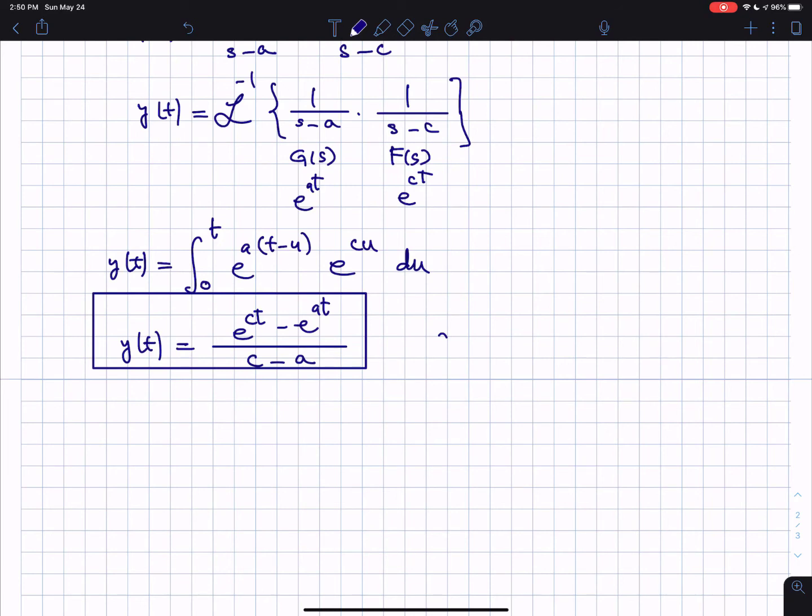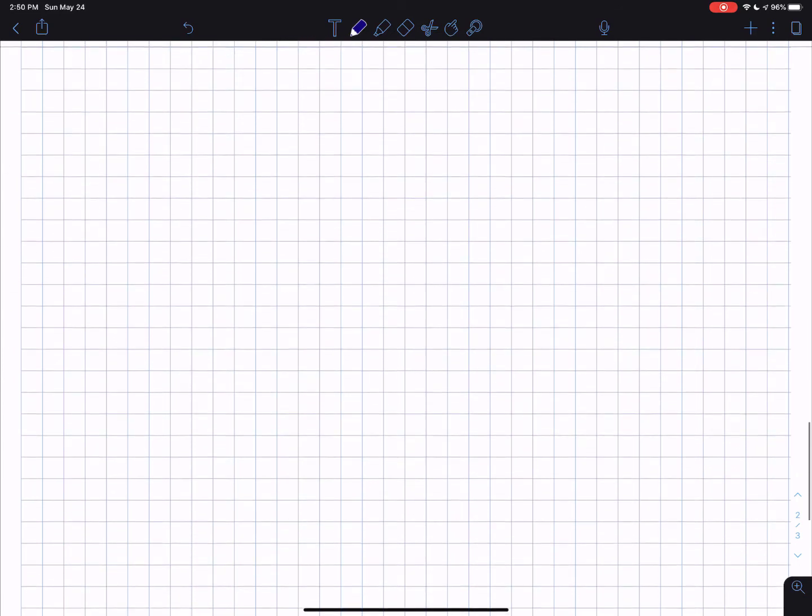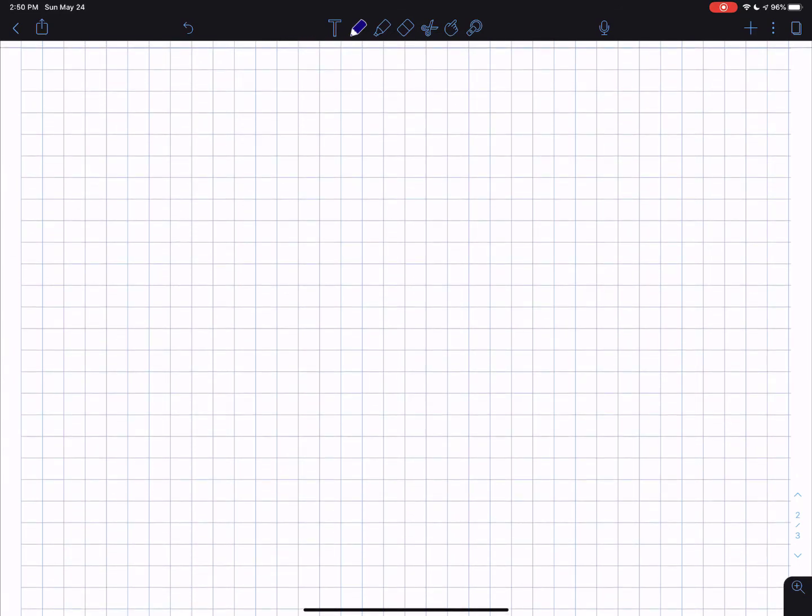All right, great. So let's do another example with convolution, so that we can start practicing and seeing how it just comes out. Let's try to find the Laplace inverse of 1 over s squared plus k squared, and see how the convolution will get involved here.